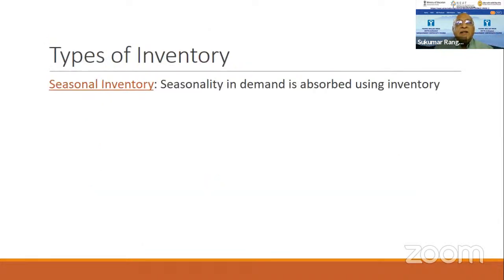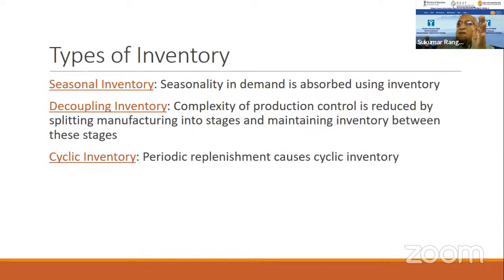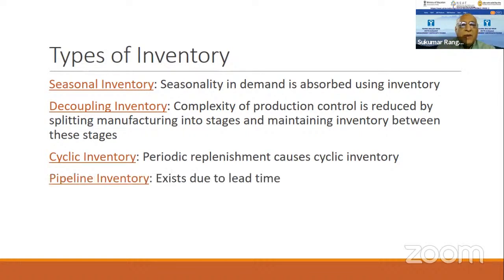Types of inventory: seasonal inventory, we have seen this. Decoupling inventory: complexity of production control is reduced by splitting manufacturing into stages and maintaining inventory at these stages, the buffers. What we called cyclic inventory: periodic replenishment using cyclic inventory. Pipeline inventory: this is the inventory which is not lying in your premises, but which has been dispatched.